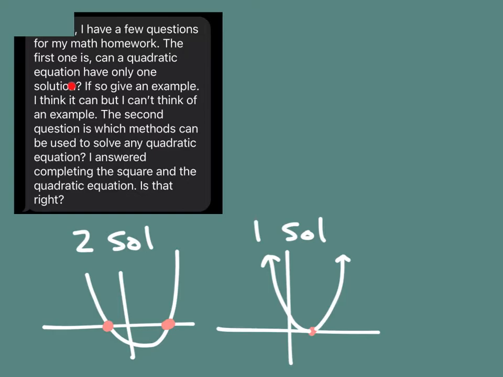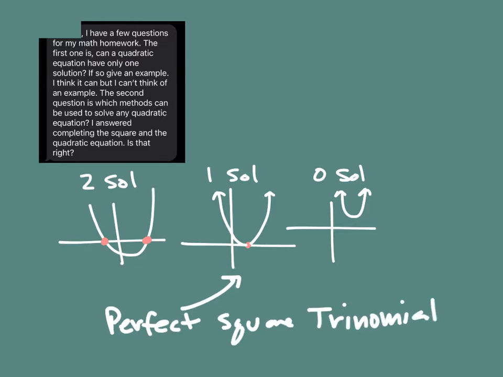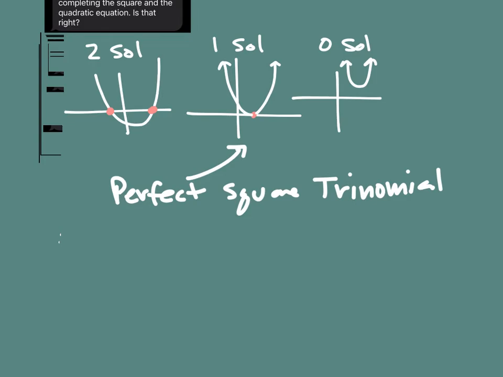And then we have zero solutions when you have a quadratic function that just does not intersect the x-axis. Okay, so that's the idea. We are concerned with these points as to where they cross the x-axis. So what I want to do is talk a little bit about how you would come up with an example for a quadratic equation with only one solution. And this comes from a perfect square trinomial. A perfect square trinomial is just going to have one solution.